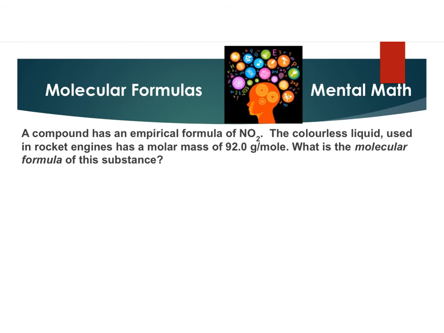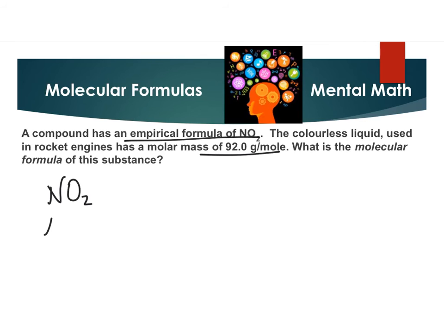Okay, this one asks us to find the molecular formula of the compound we just finished. It says it's a colorless liquid used in rocket engines, has a molecular mass of 92 grams per mole. What is the molecular, or sometimes called chemical, formula of this substance? So what we will do is figure out the molar mass of the NO2 empirical formula we had, and then compare that to the molar mass of the known compound.